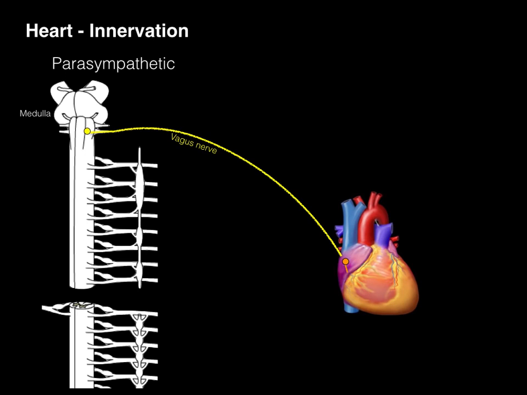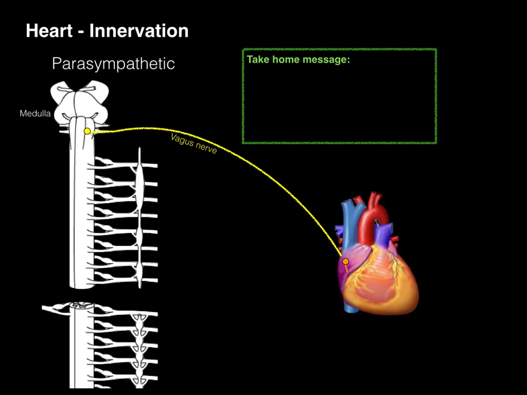When it comes to parasympathetic innervation of the heart, vagus nerve, vagus nerve. So the take-home message is the medulla is where this impulse for parasympathetics arises. The vagus nerve is the vehicle to take this parasympathetic innervation to the heart, which synapses in an intramural ganglion and decreases heart rate and contraction.